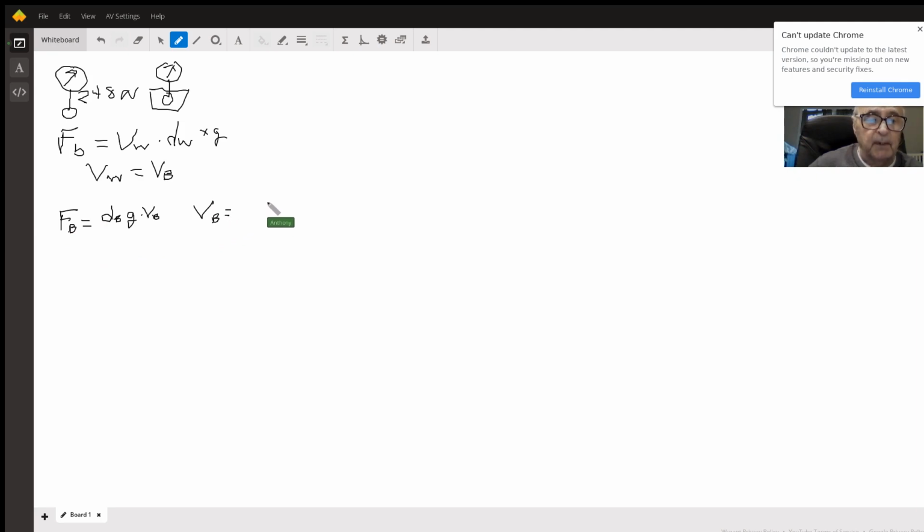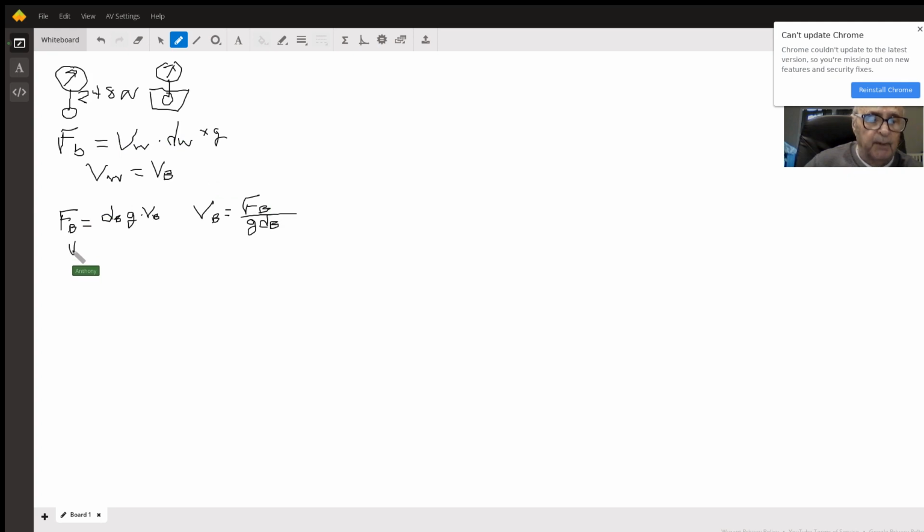So that would be the weight of the brass, which I'm going to call F sub B, a force, divided by the acceleration of gravity and the density of brass. Okay, so now we have to go back to this equation up here, and we know the volume of the water is equal to the volume of the brass, and the volume of the brass is given by this. So we could substitute this quantity into this.